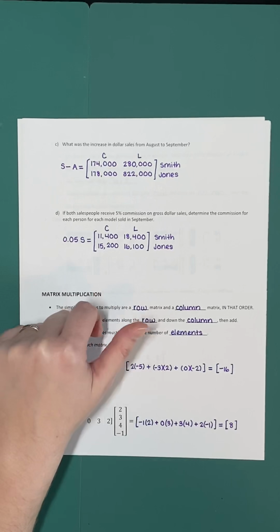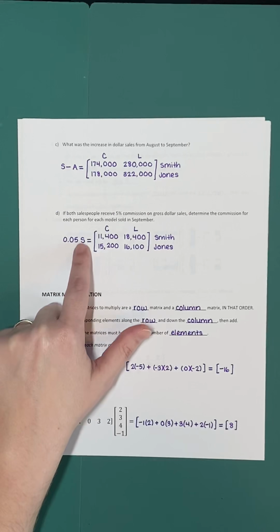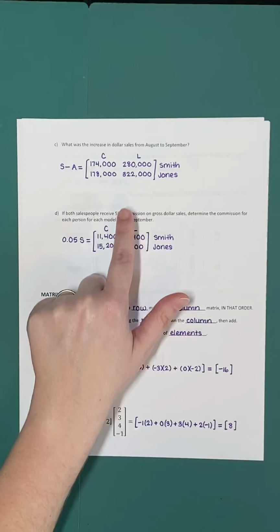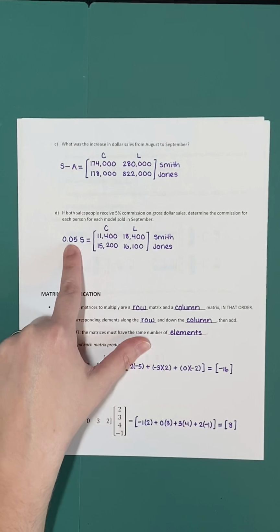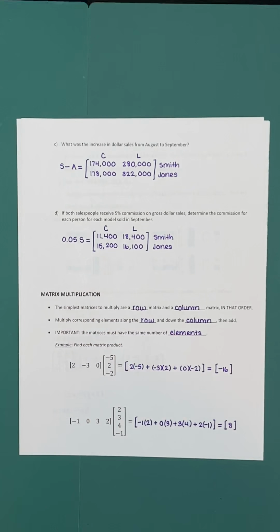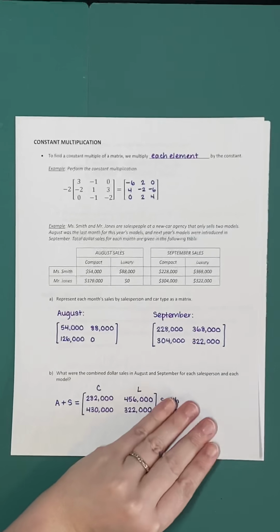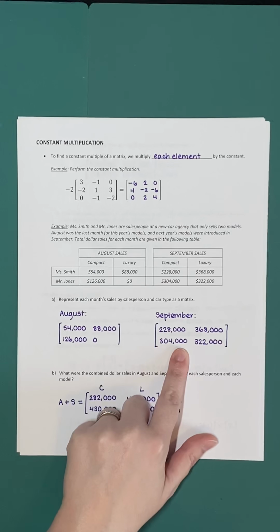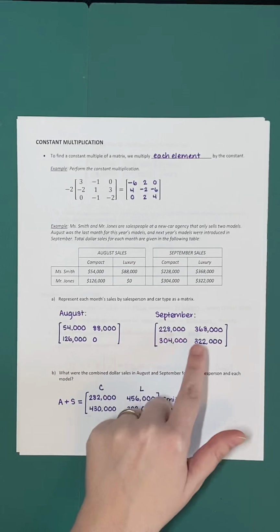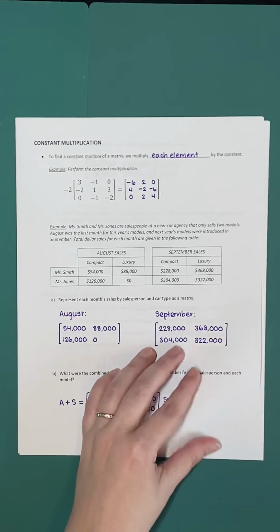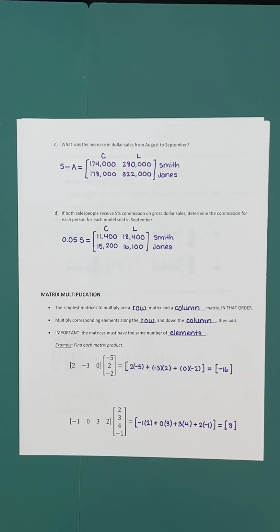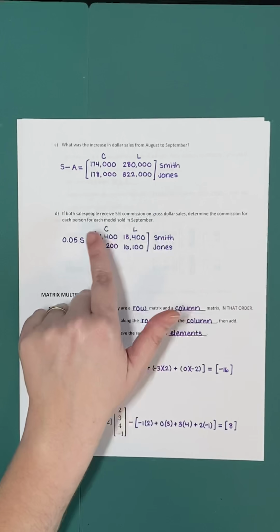So in this case, this is just constant multiplication. So we're taking each of the entries in September. So compact sales, luxury sales for Miss Smith, for Mr. Jones. And we're multiplying each of those entries by 0.05, which is the 5% commission rate. So if I were to take the matrix for September, here's our original matrix for September, multiply each of these elements by that percentage, by 0.05, the decimal version of our percentage, then I end up with the matrix representing our commission. So it's broken down by type of car, by salesperson.